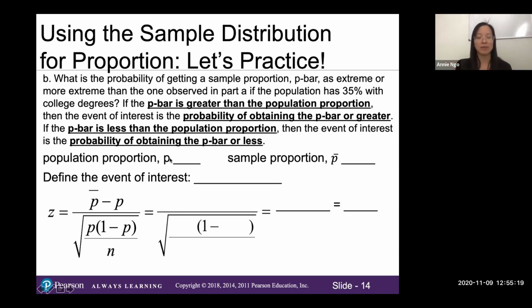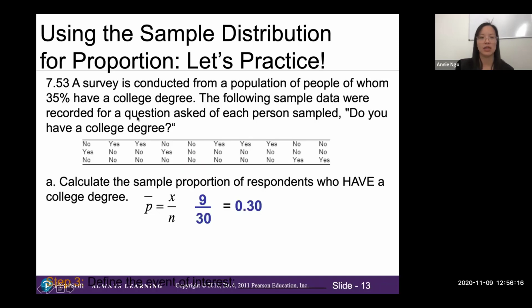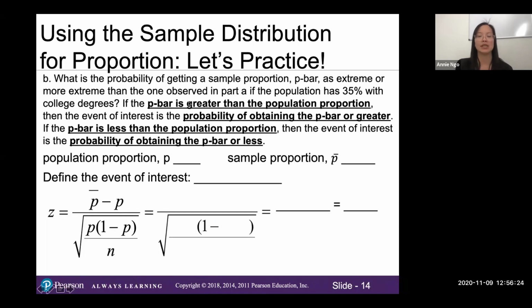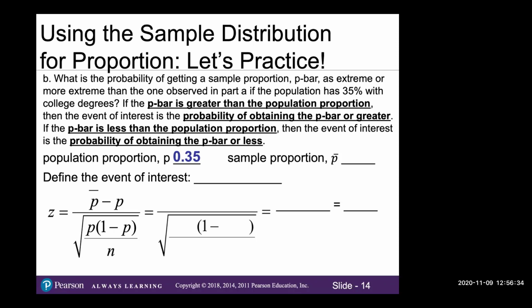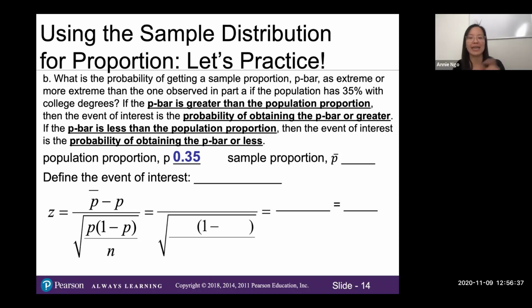Let's just make sure we know our p and p bar. So what is our population proportion, or lowercase p, according to the story? So if I go back to the story, a survey is conducted from a population of people of whom 35% have a college degree. So what's my population proportion? Yep, the 35%, but we always have to put it into decimal format. So it's going to be 0.35. And then the sample proportion that you helped me solve by counting the yeses on the last screen, that's the 0.3. So really important that we know how to pull out the population proportion.